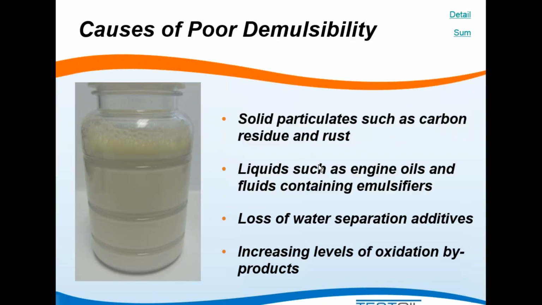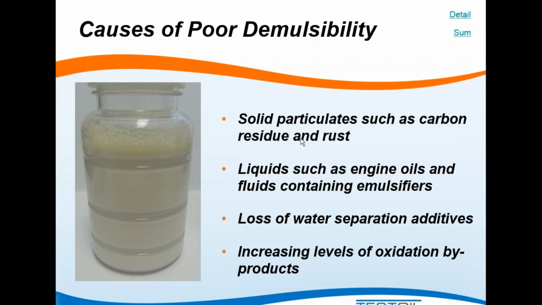So sometimes we get some of these samples in and they just don't separate. You mix up the oil and the water, and you get a fairly substantial emulsion layer, get to the end of the test at 30 minutes, and you still have a substantial emulsion layer. These are some reasons why you might have poor demulsibility. You might have solid particulates like carbon residue and rust. We have found that it takes very little in the way of engine oil contamination to ruin demulsibility on turbine oils.